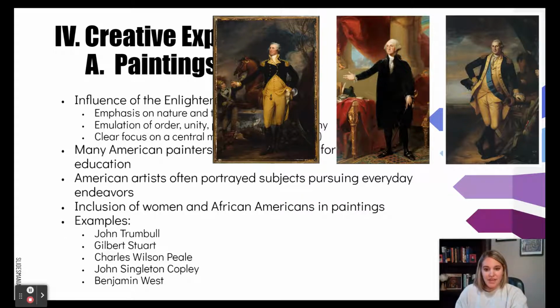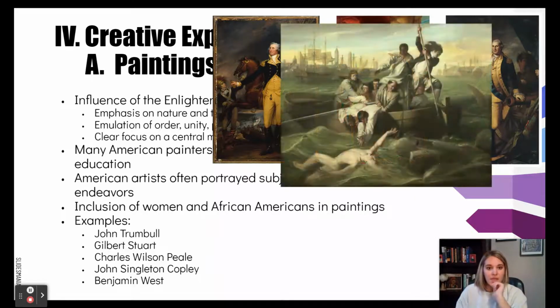Now let's look at one of the most famous paintings by John Singleton Copley. Here you can see it's a painting of a shark attack, and you can see that there is an African American depicted in it. It's not an everyday endeavor. I don't think shark attacks are everyday encounters. However, it is less formal than what you might have seen prior to this.